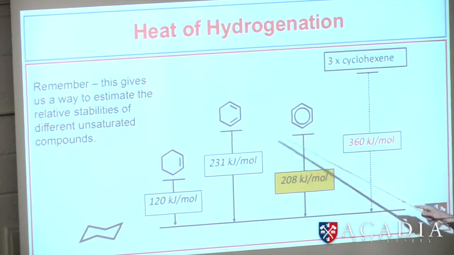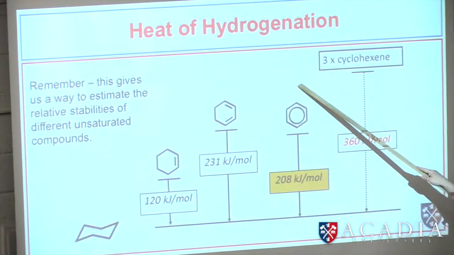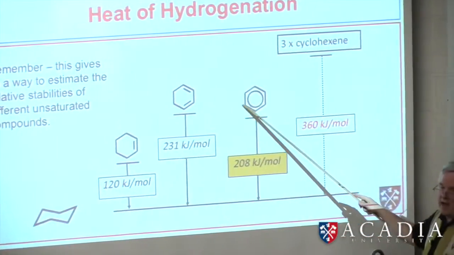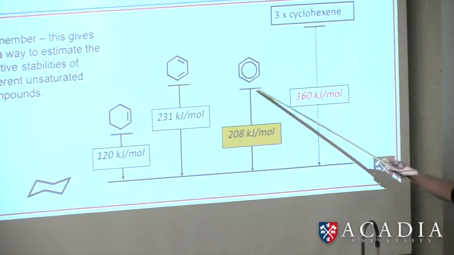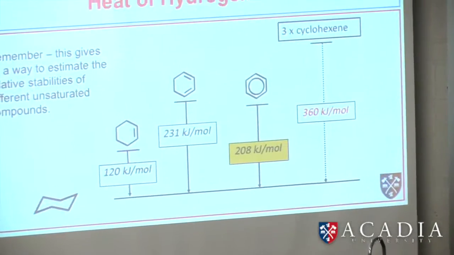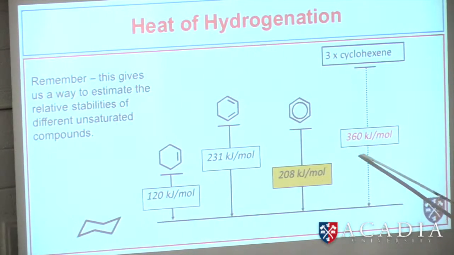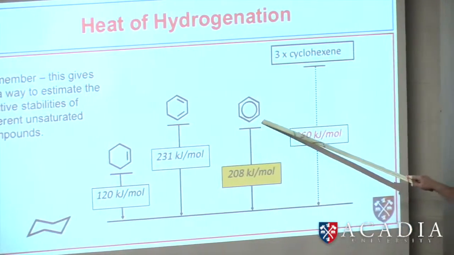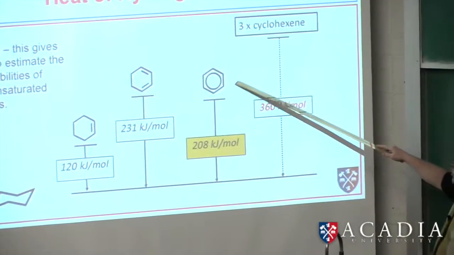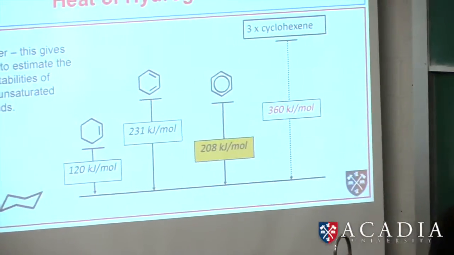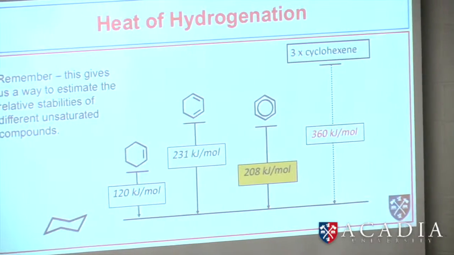We might have thought this trend would continue and that it would be up there somewhere. We're not surprised that it's lower, but we are slightly surprised right now, until we talk about it a little more, that it's that much more stable. So it's 152 kilojoules per mole more stable than if we just tripled the hydrogenation energy of that compound.